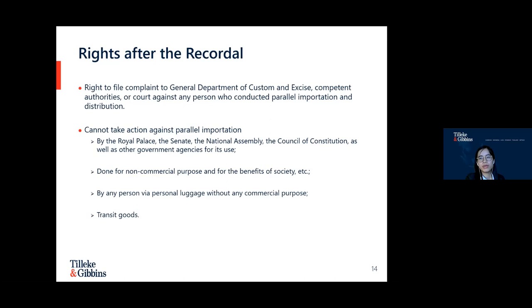But it should be noted that you cannot take action against certain parallel importation, including those done by the government, like the Royal Palace, the Senate, the National Assembly, the Constitutional Council, as well as the government, those done for non-commercial purposes or for the benefit of society, those done by any person via personal luggage, as well as transit goods.